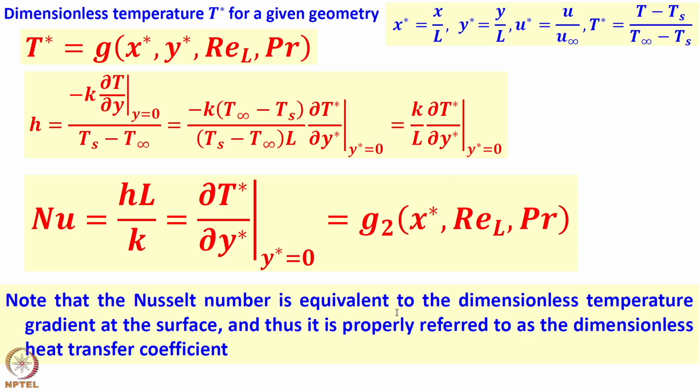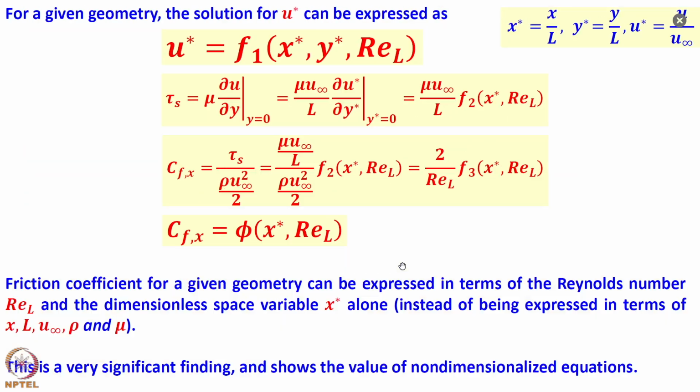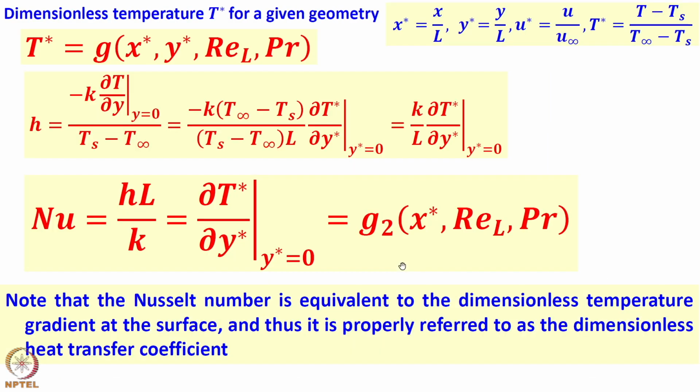Nusselt number is equivalent to the dimensionless temperature gradient at the surface, and that is properly referred to as the dimensionless heat transfer coefficient. CFX is dimensionless wall shear stress. Go back here. CFX is your dimensionless wall shear stress. Your Nusselt number is a dimensionless heat transfer coefficient.